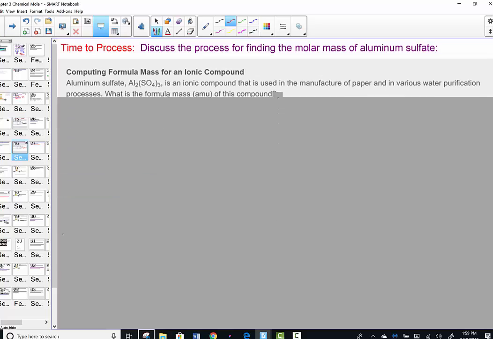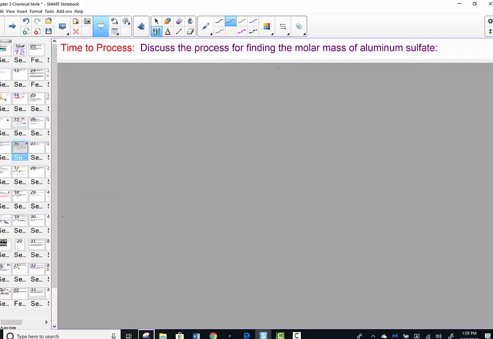How about, I'm going to cover that up for a moment. If someone asked you to find the molar mass of aluminum sulfate, work with your neighbor to discuss what the formula is for aluminum sulfate. Can we get that far through a discussion? Aluminum sulfate. Time to go.